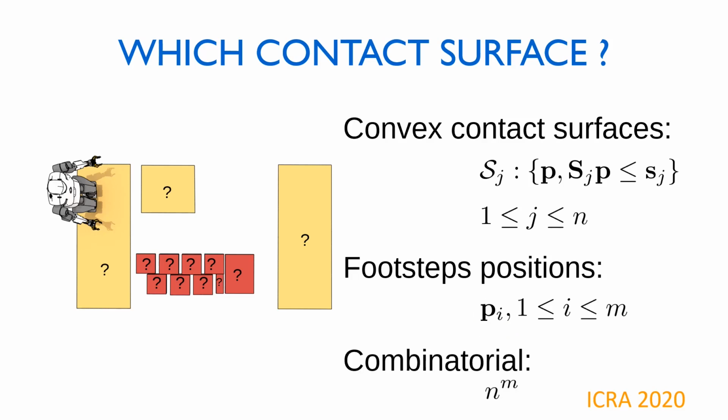A contact point Pi is constrained to belong to any of the n surfaces. So for each step, there are n possibilities. For planning m steps, there are n to the power of m possible combinations. The number of possibilities explodes with the number of steps that we want to plan.